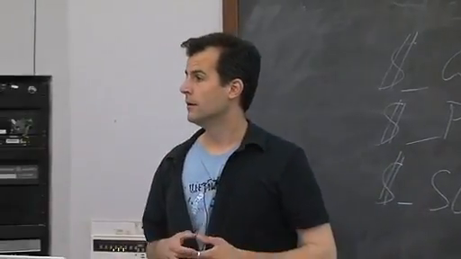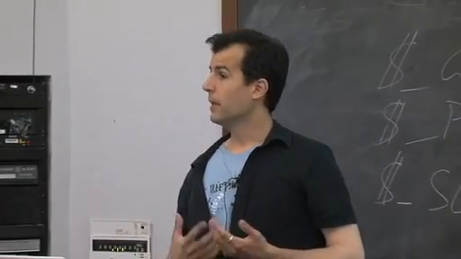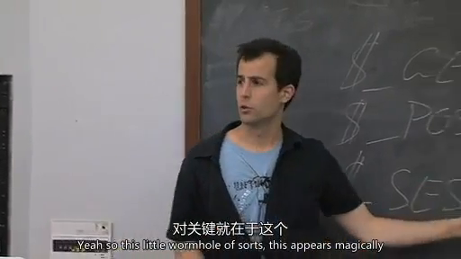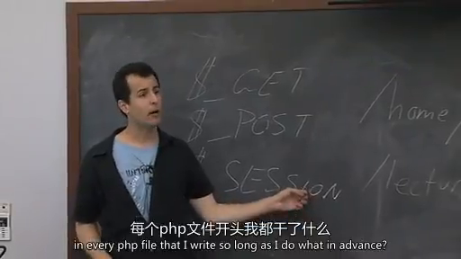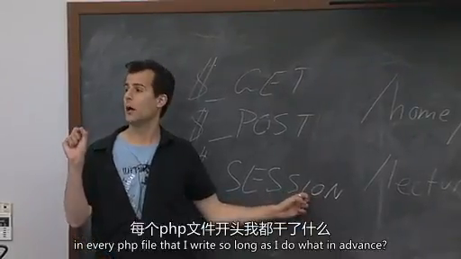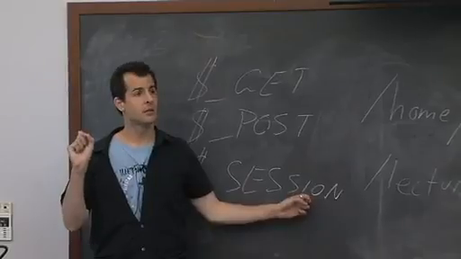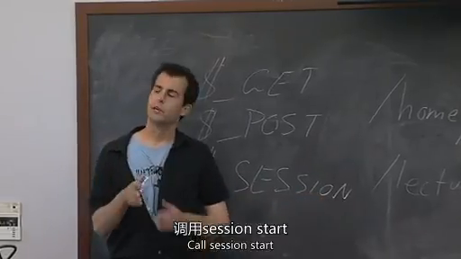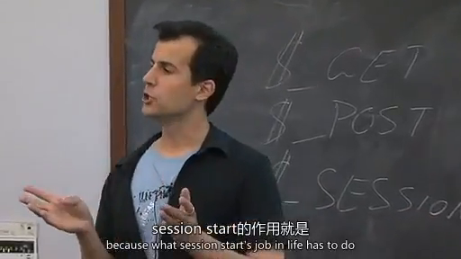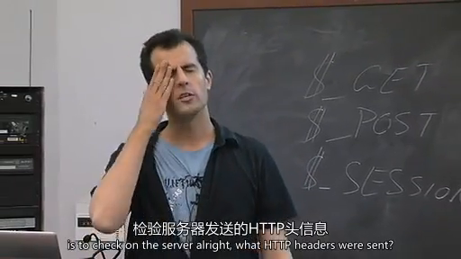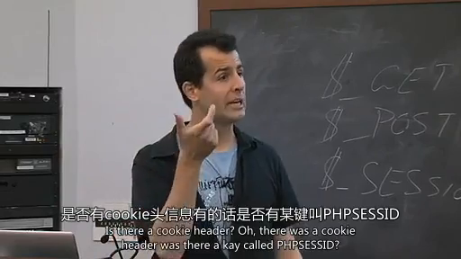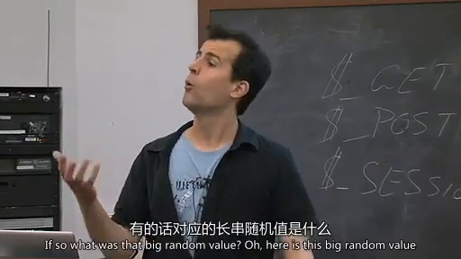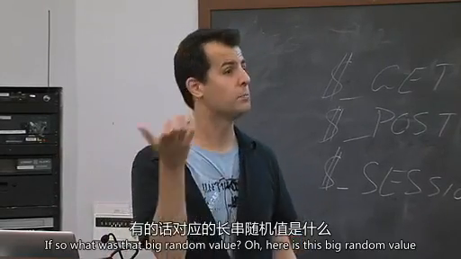Yeah, so this little wormhole of sorts, this appears magically in every .php file that I write, so long as I do what in advance? Call session_start. Because session_start's job in life is to check on the server, all right, what HTTP headers were sent? Is there a cookie header? Oh, there was a cookie header. Was there a key called PHPSESSID? If so, what was that big random value? Oh, here it's this big random value.